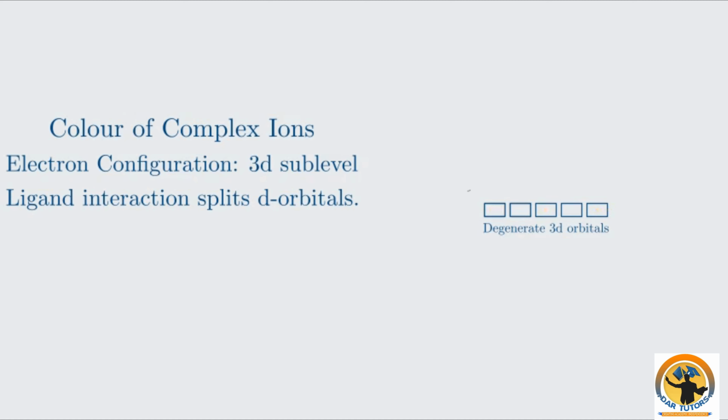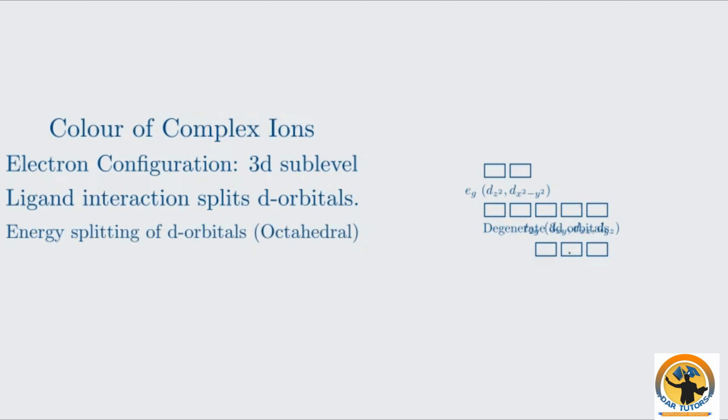In an octahedral complex, the ligands approach along the x, y, and z axes. The d orbitals that point along these axes experience stronger repulsion and are raised in energy. These are the dz2 and dx2-y2 orbitals. The d orbitals that lie between the axes, dxy, dxz, and dyz, experience weaker repulsion and are lowered in energy. This interaction causes the 5 3d orbitals to split into 2 energy levels, a lower set of 3 orbitals, t2g, and a higher set of 2 orbitals, eg. The energy gap between these two sets is called the crystal field splitting energy, denoted as ΔE.